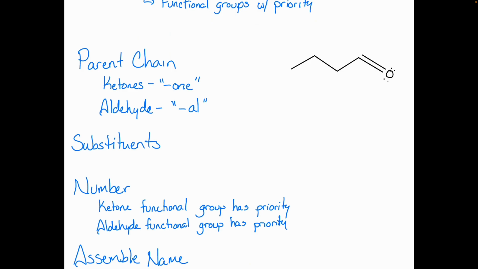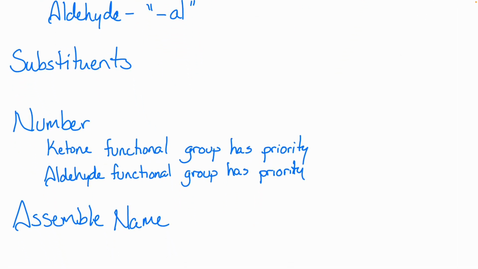So if that aldehyde functional group has priority, what carbon is that aldehyde group going to be on in my molecule? Number 1. Does it matter how big or small the chain is? No, if that has priority, we're always going to pay attention to that and give it the lowest number. Because of the definition of an aldehyde and the fact that it has to go on the end of a molecule, aldehydes are functional groups with priority, and they will always be carbon 1.